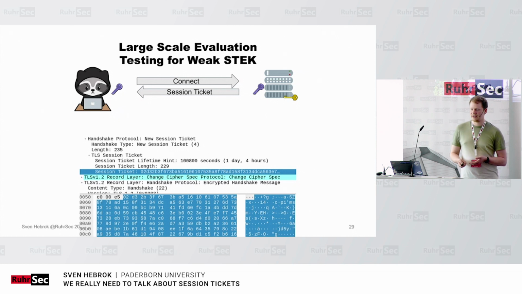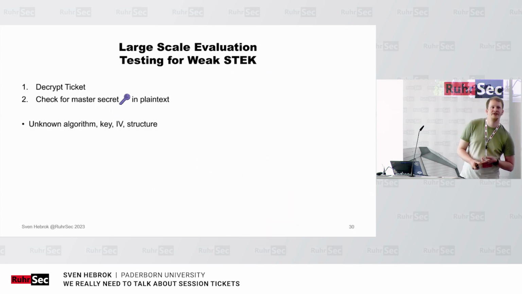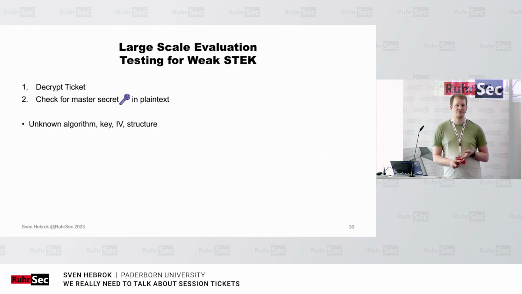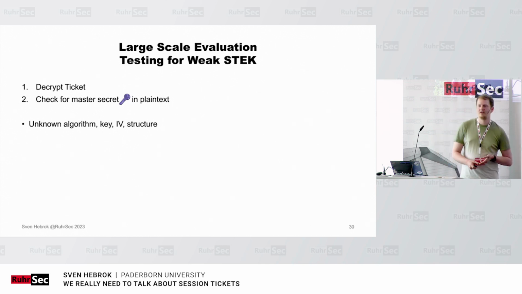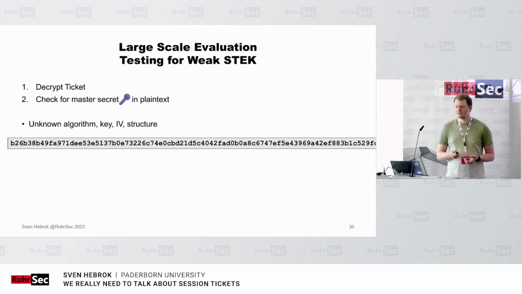So our game plan is to first decrypt the session ticket and then check for this master secret in the plaintext. However, the main issue here is that we don't know the algorithm, we don't know which key is used, we don't know where the IV is, and we don't know where the ciphertext is. So overall, the structure is unknown to us. So we just have a binary blob, and what do we do?